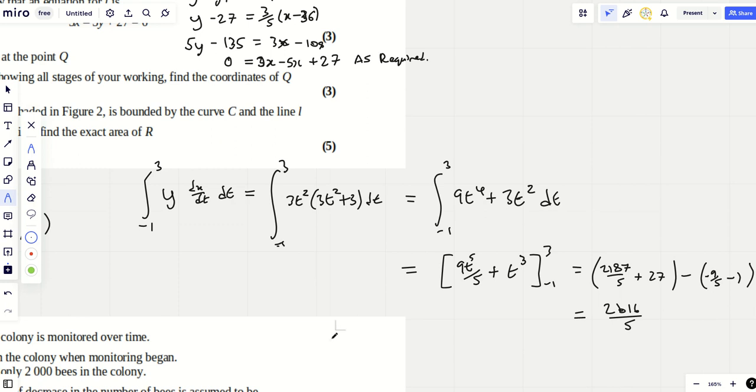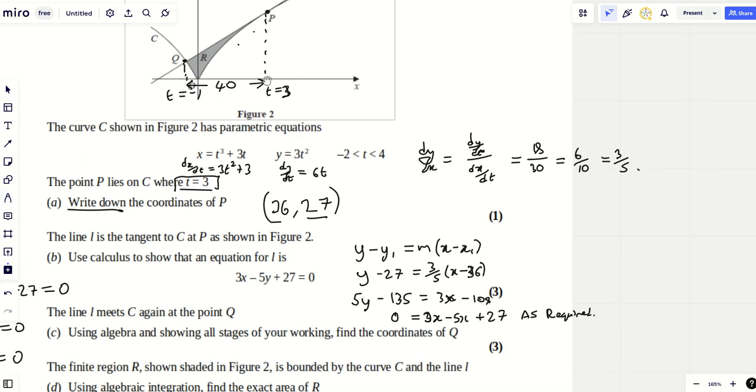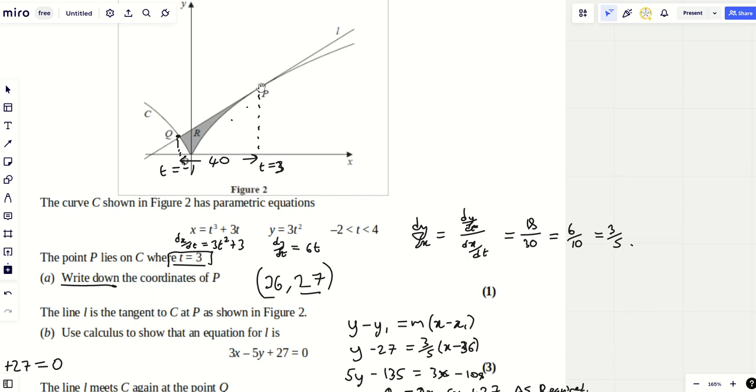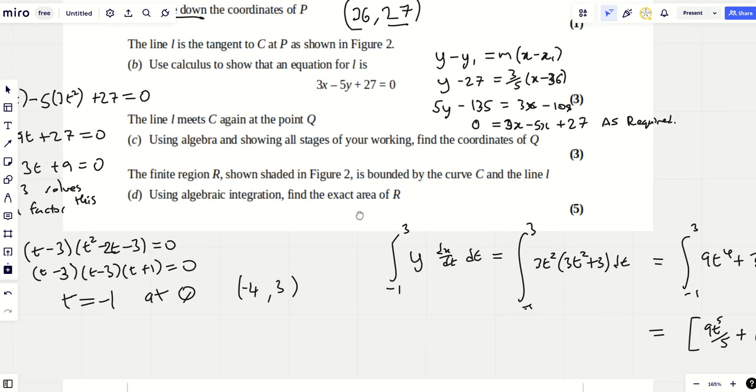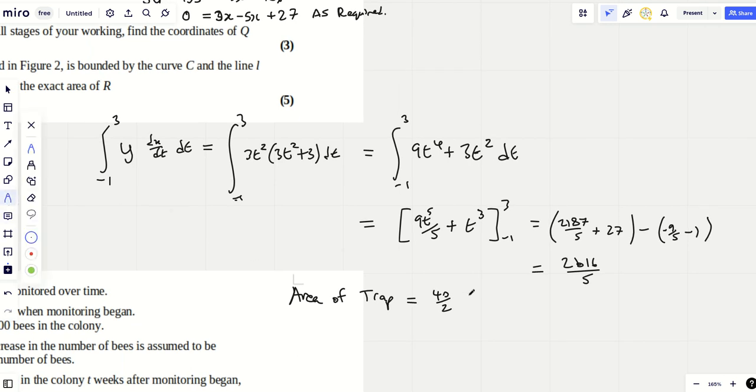Okay, final bit, the area of the trapezium. Well, that's going to be equal to 40 over 2, and that's because this has a width of 40, because that was 36 and that was minus 4. 40 over 2, and then I need that vertical height and that vertical height, so I need the y coordinates 27 and 3. And I'm going to be multiplying by the sum of those. And that gives me 20 times by 30, which is 600.